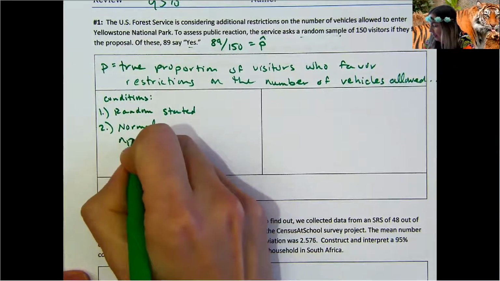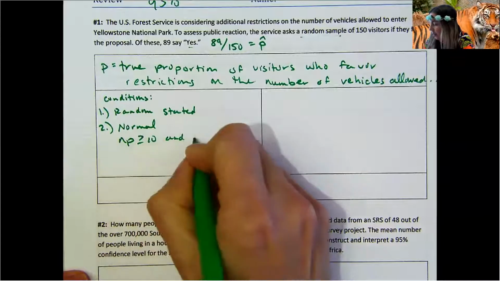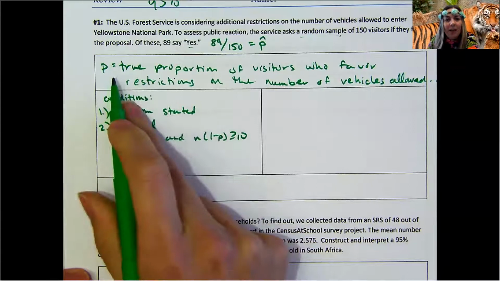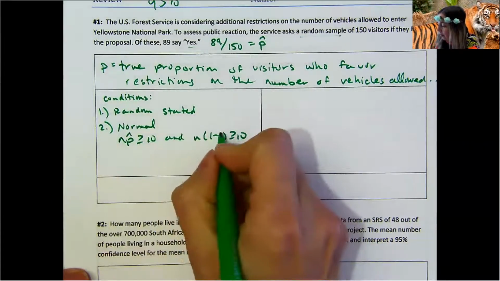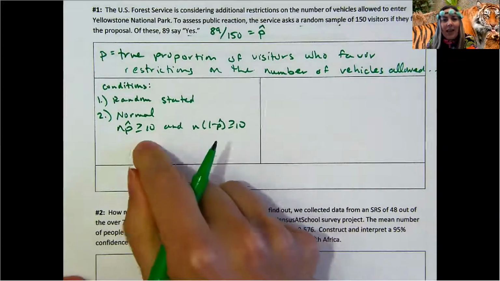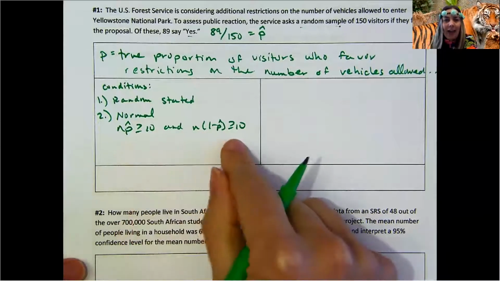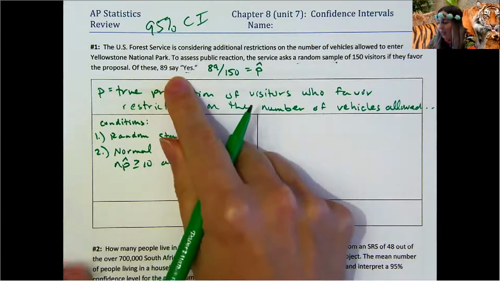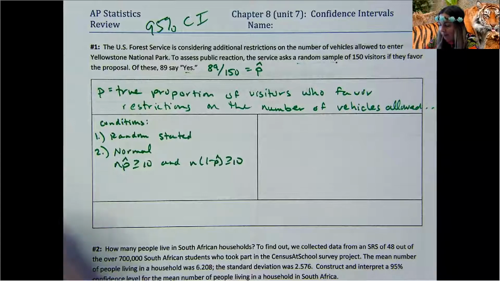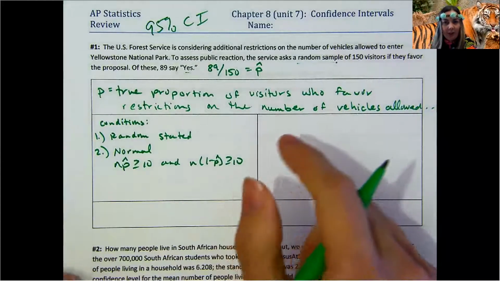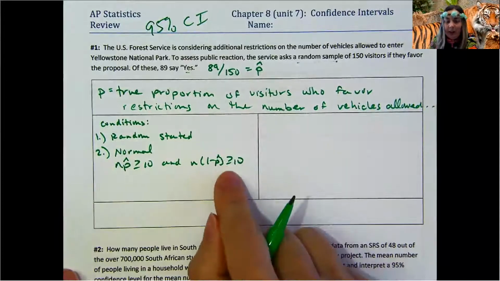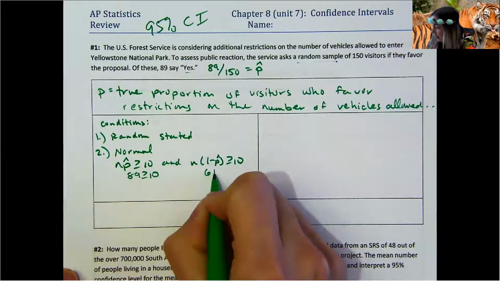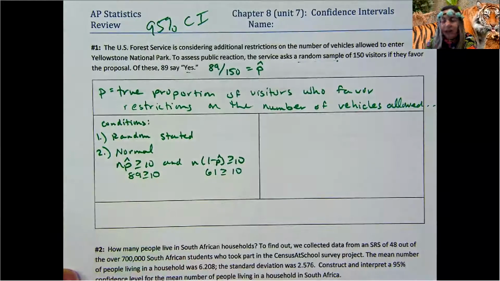We got to do our np greater than or equal to 10 and our n times 1 minus p greater than or equal to 10. So since we don't know what p is, the next best thing is p hat. All right. So we want to have at least 10 visitors that say yes and at least 10 visitors that say no. When you look at it, 89 say yes. So yeah, that's more than 10. And then 150 minus 89 is 61. So 61 say no. That's okay. That's good. All right. So we've got 89 that say yes, and we've got 61 that say no. So we are good to go.